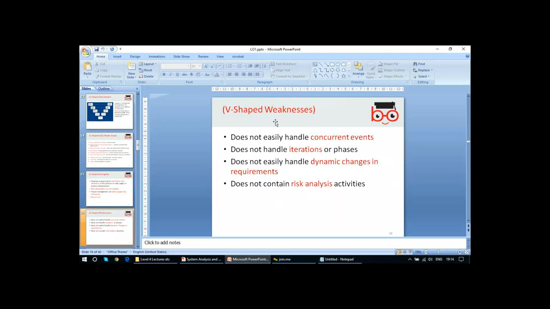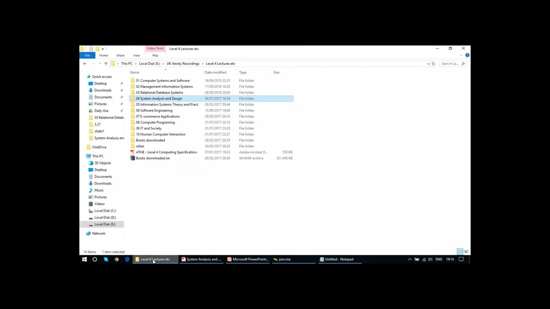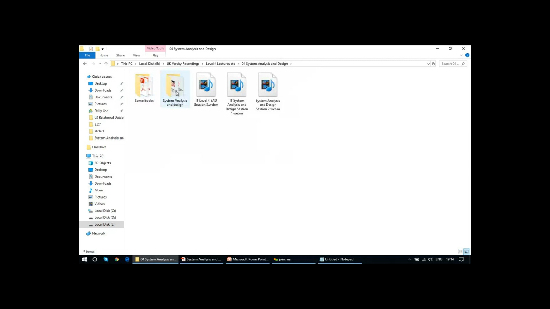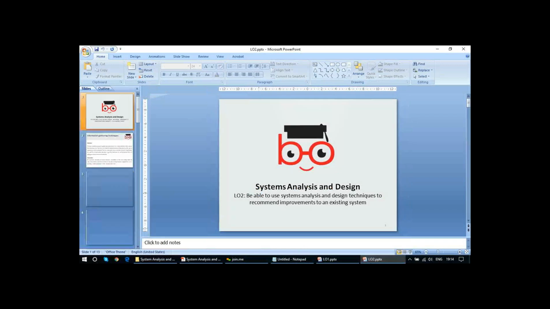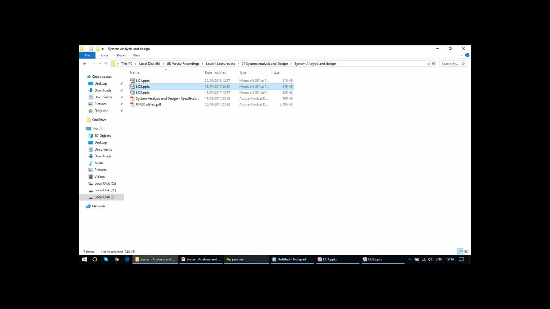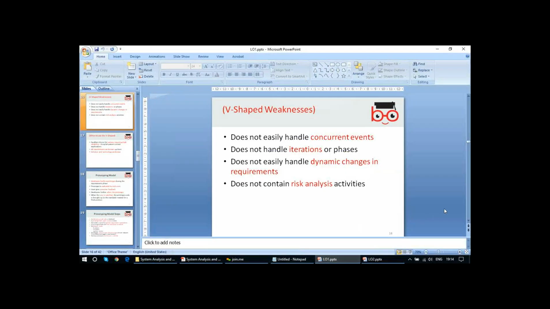I was trying to explain that V-shaped model. It has some weaknesses: verification and validation at each stage is not easy to do, is it? No. So that's the problem with the V-shaped model.